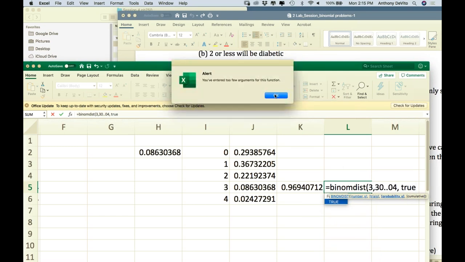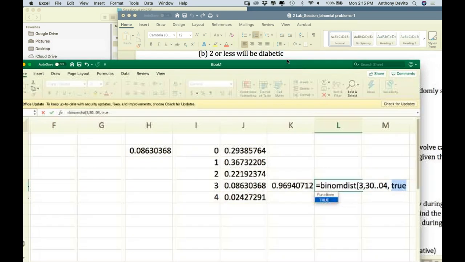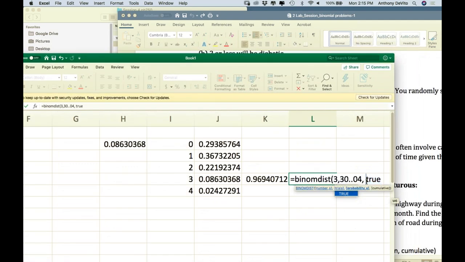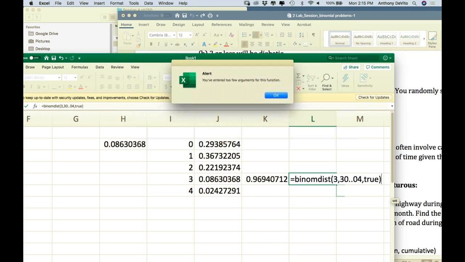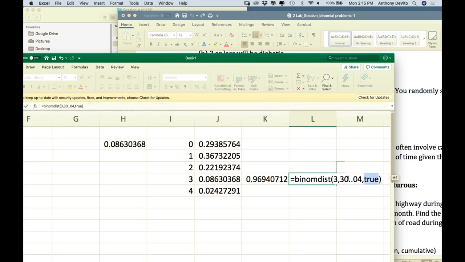And what do we get? There's a control panel on my screen, so I can't see what I did there. Okay, I close parentheses. I put it instead of putting a comma. There we go. It came out the same thing. By using true instead of false, where I added them all together, this one I just used true. So it accumulated the probabilities for everything below it and gave it to me all together. So that's the answer to that question.